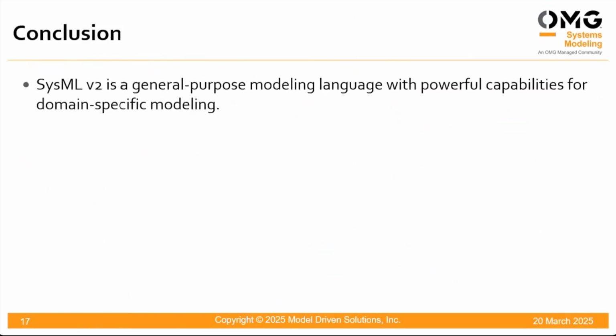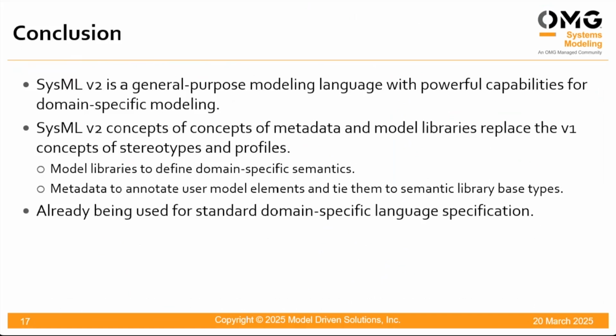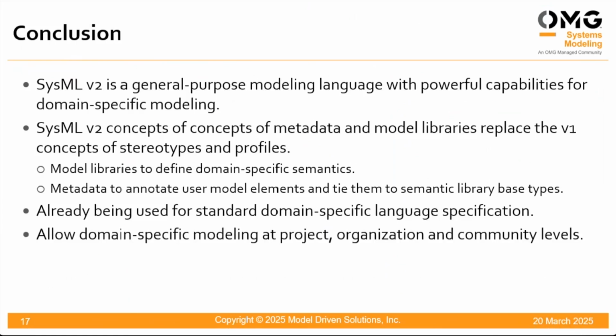SysML v2 is a general purpose modeling language, but it has powerful capabilities for domain-specific modeling. The concepts of metadata and model libraries replace the V1 concepts of stereotypes and profiles, but they're not a one-to-one replacement. The model libraries can be used to define domain-specific semantics, building on the existing semantic libraries that come with the language, and the metadata can then be used to annotate the model elements and tie them to the library-based types. This is already being used for standard domain-specific language development, and it allows me and you to do domain-specific modeling in your projects, organizations, and for our community.